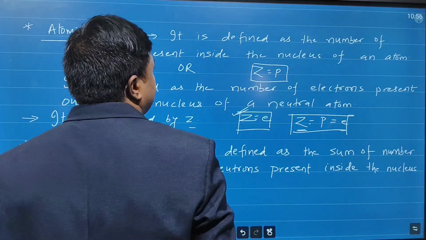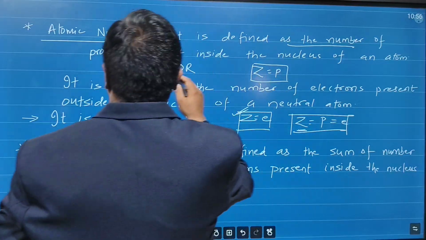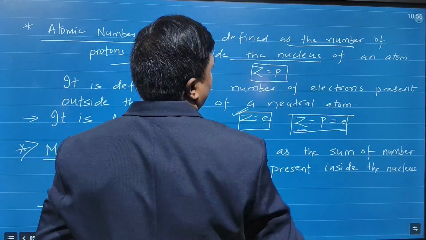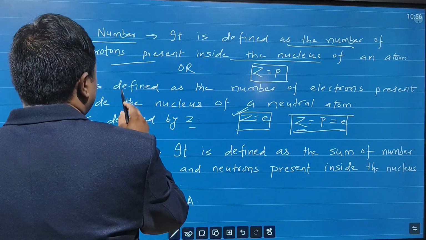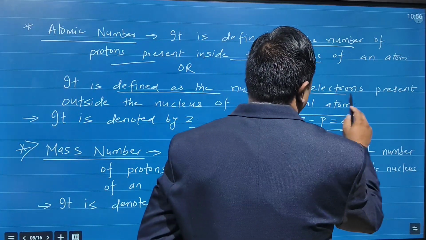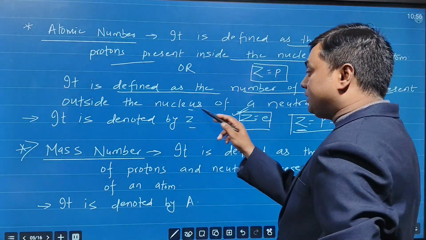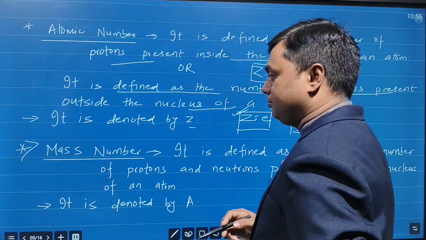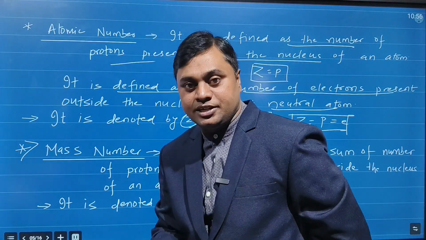You can see the definition. It is defined as the number of protons present inside the nucleus of an atom. The other definition is that it is defined as the number of electrons present outside the nucleus of a neutral atom. It is denoted by capital Z.